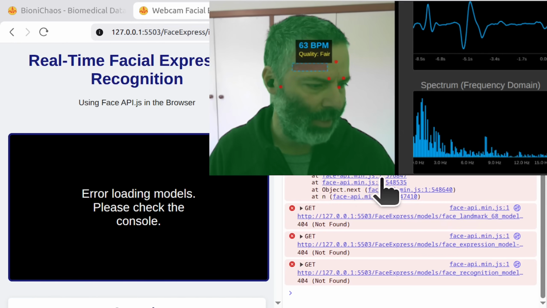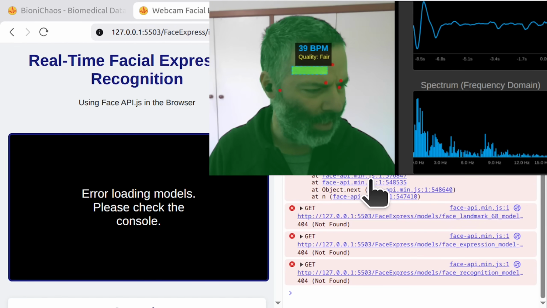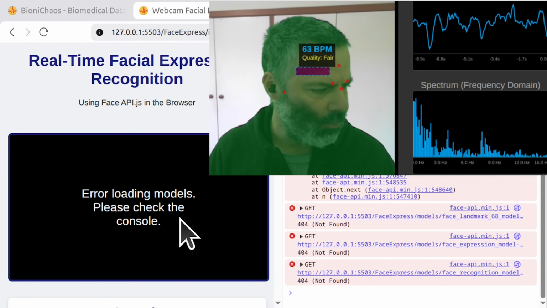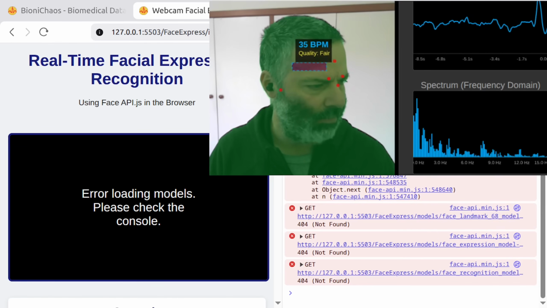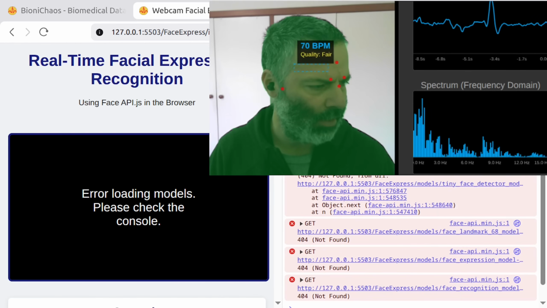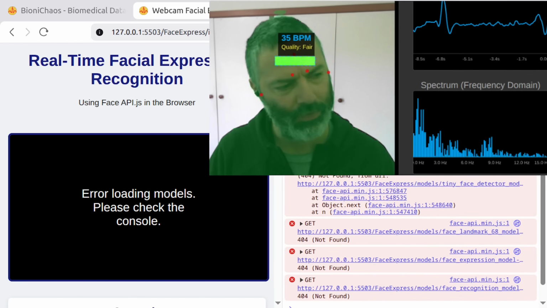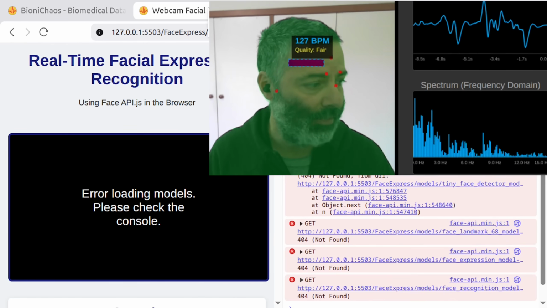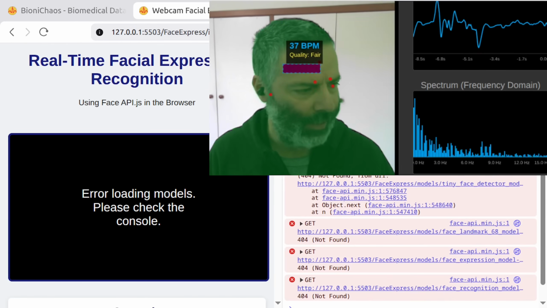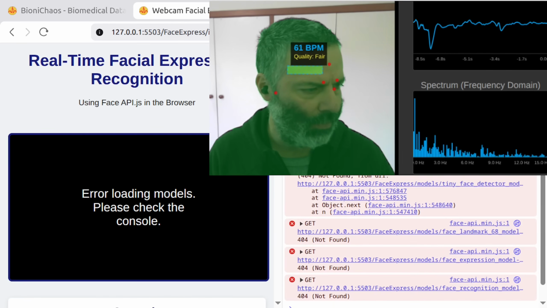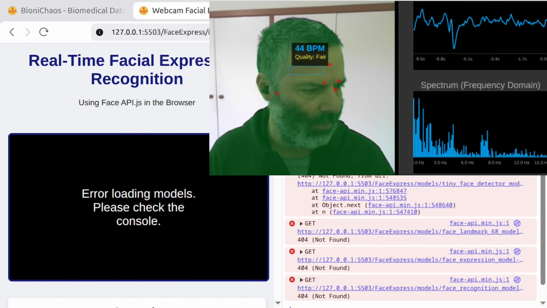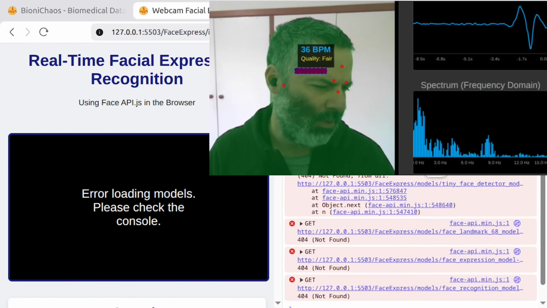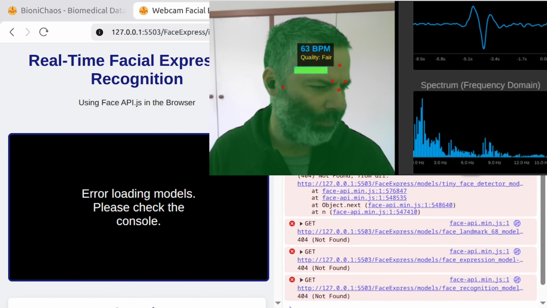The link for face-api.js is wrong, obviously. Error loading models, please check console. WebGL, we're meant to be using the graphics accelerator on this machine, unless it's being taken over by something else. Sometimes we'll see. So platform browser has already been set, CPU backend, WebGL, yep, but there's a problem with the models. Tiny face detector model is not there.